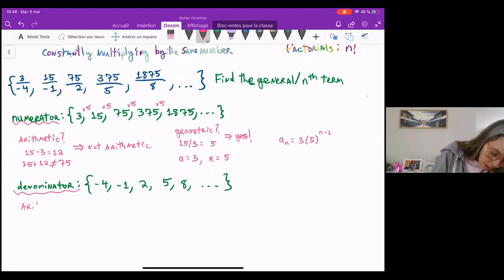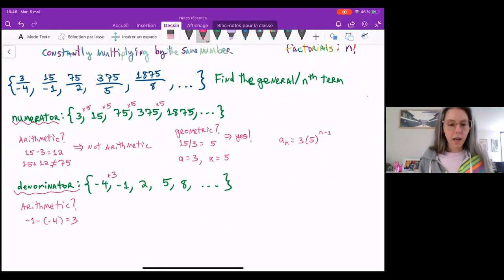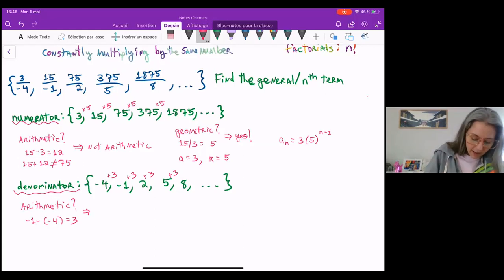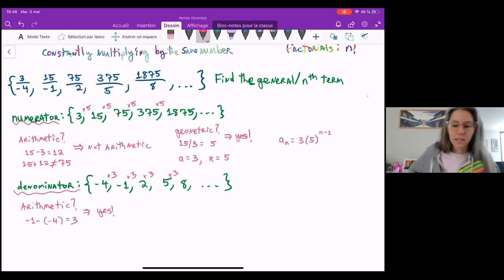Arithmetic would mean that I am adding the same term to get from one thing to the next. So I'm going to do -1 minus -4, which gives me a positive 3. So if I add 3 to -4, I do get -1. Check it out. If I add 3 to -1, I get 2. Plus 3, plus 3, 5 plus 3 is 8. So the answer here is yes, it is arithmetic.